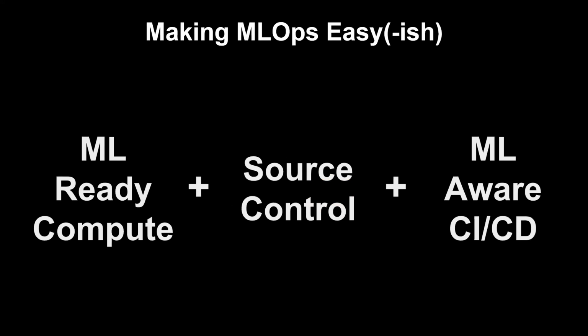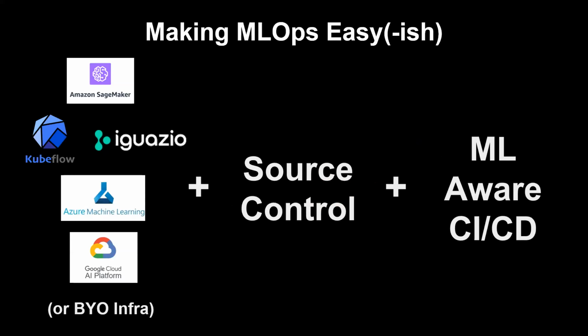Now, the way to do this is to make MLOps easy. Or easy-ish, because nothing in computing is ever truly easy. And the way to do that is to focus on these three core components. The first is around ML-ready compute. And here you're talking about things like using a compute-aware platform like Azure Machine Learning, SageMaker, Kubeflow, Iguazio, things that understand ML, or you can bring your own infrastructure.